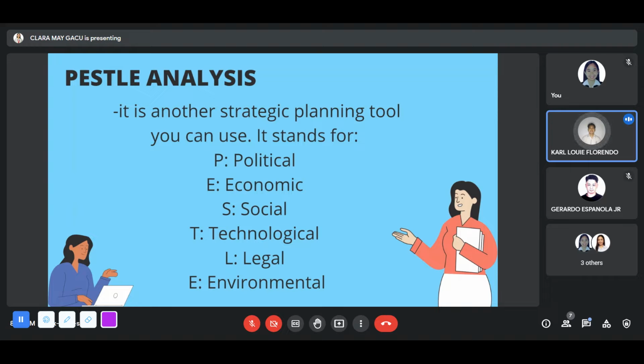Next is T for technological. Technological factors consider the rate of technological innovation and development that could affect a market or industry. There is often a tendency to focus on developments only in digital technology, but consideration must also be given to new methods of distribution, manufacturing, and logistics.